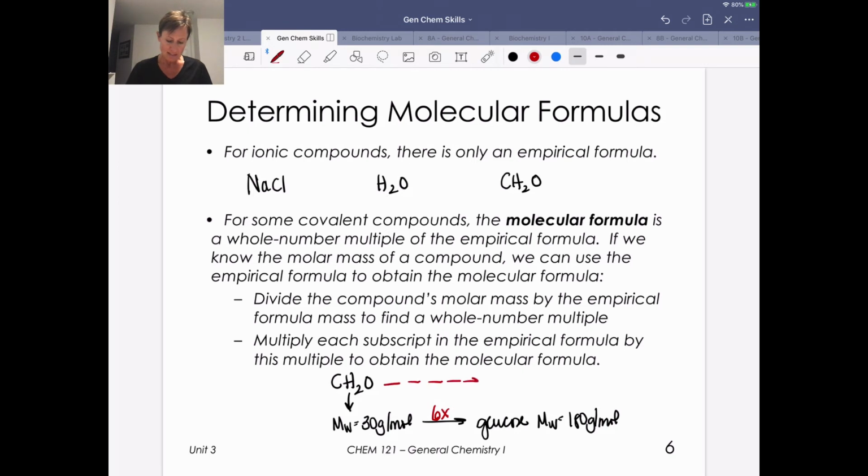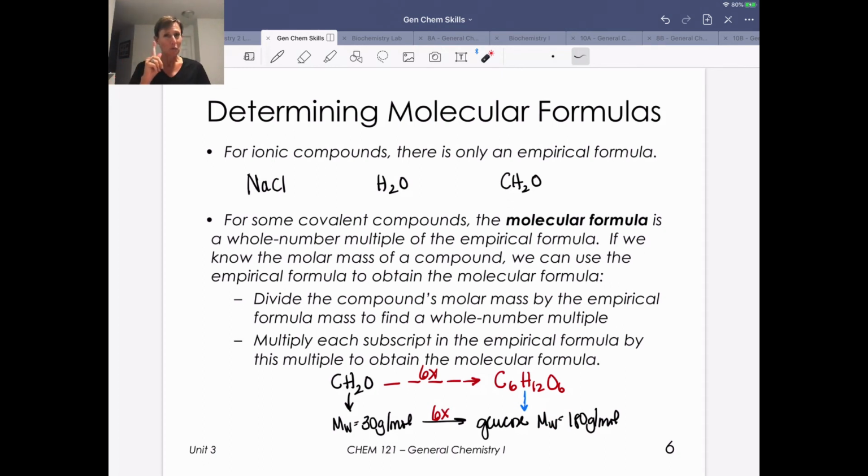So what that means is I know that I need to scale up my empirical formula by 6. That means every atom gets multiplied by 6. So we're going to have C6, H, 2 times 6 is 12, O6. And if we determined the molecular weight of that by taking 6 times 12, plus 12 times 1, plus 6 times 16, that will actually get us to this 180.